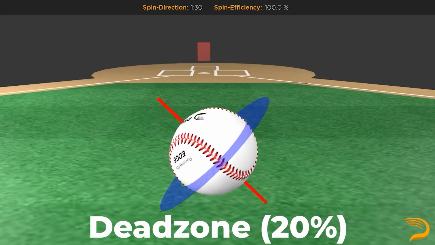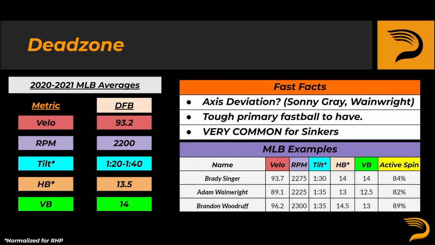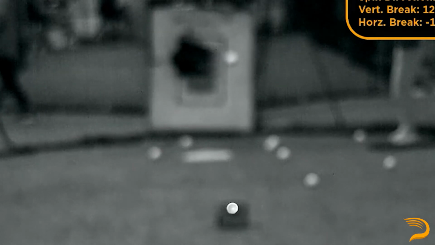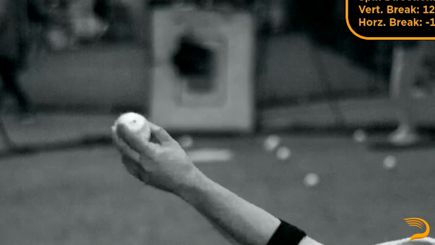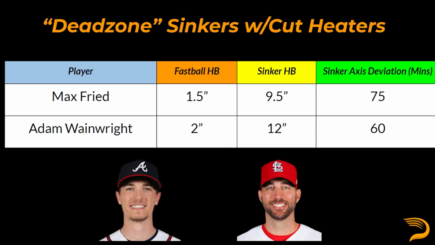Like we discussed in our four-seam video, the dead zone fastball is a pitch with equal parts vertical and horizontal movement. Shockingly, it is the most common sinker variant, making up 20% of all sinkers over the last 2 seasons. This is typically a tough pitch to have as a primary fastball, as it lacks a pure identity. That being said, we should contextualize this sinker to the pitcher's primary four-seamer if they have one.